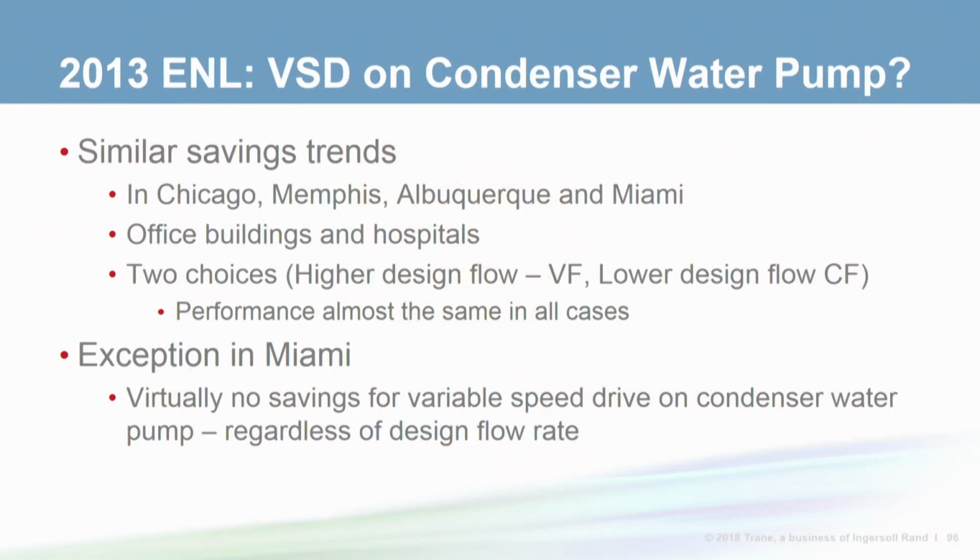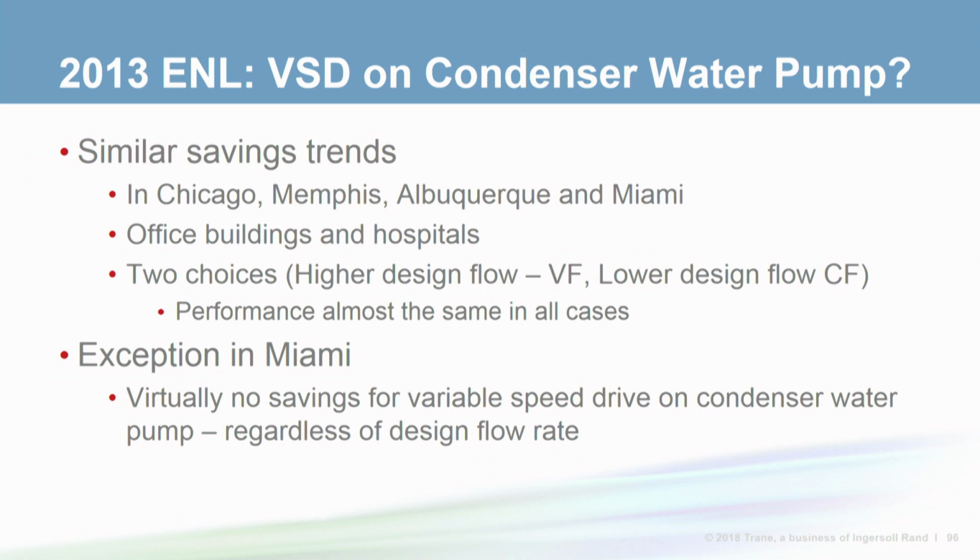Well, the values in the previous slide were for a hospital in Memphis. When you view the 2013 E&L, you'll see that we looked at varied climates, including Chicago, Memphis, Albuquerque, and Miami. We also examined both hospitals and office buildings to account for different load profiles. In the different buildings and locations, sometimes dynamic control with a higher design flow rate was a little better, and sometimes lower design flow with constant speed was a little better. But in every case, the performances were almost the same, with one exception.